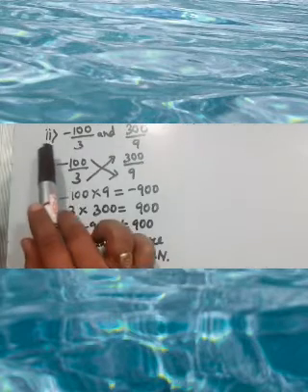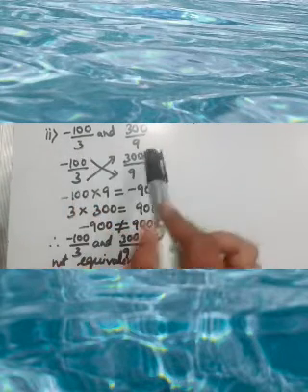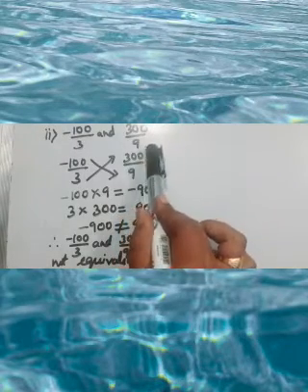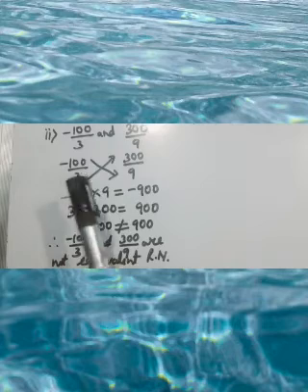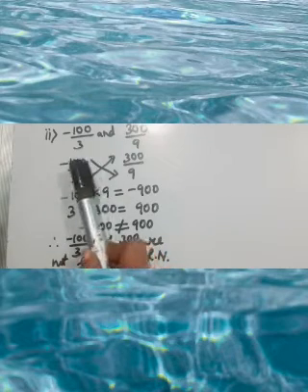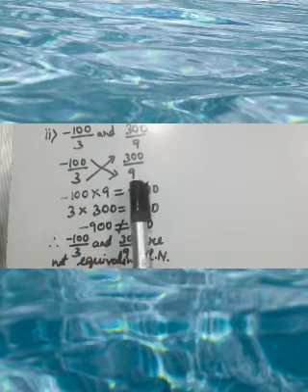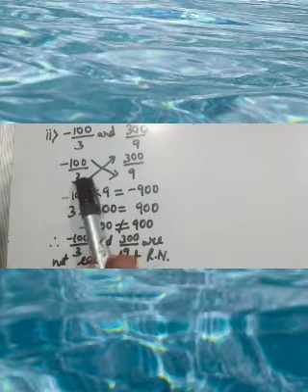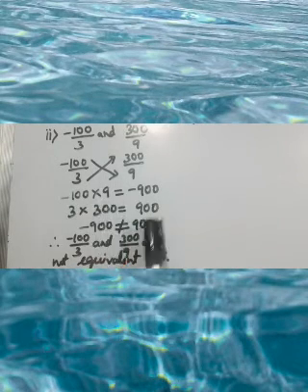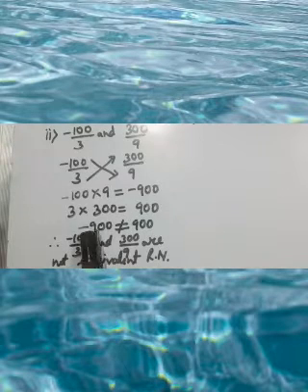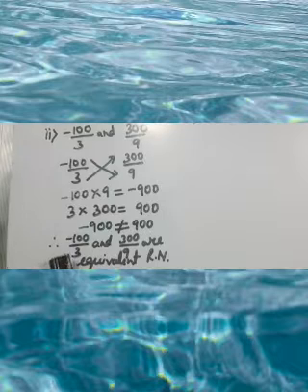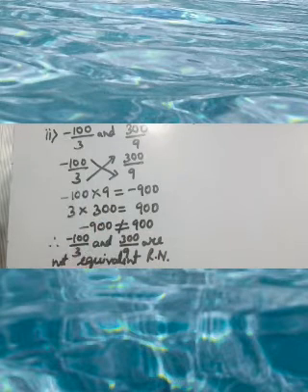Then in question number 2, minus 100 by 3 and 300 by 9 are the two rational numbers. To prove that they are not equivalent rational numbers, cross multiply. Minus 100 into 9, which is equal to minus 900. 3 into 300, which is equal to 900. Minus 900 is not equal to 900. Therefore, we can say that the two rational numbers are not equivalent rational numbers.